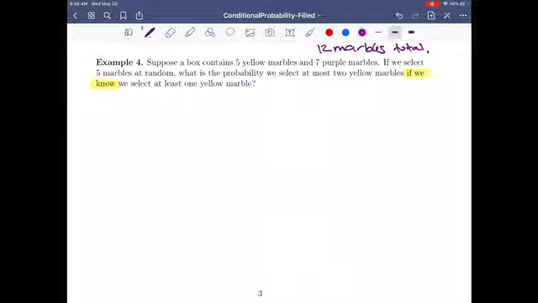Okay, so when you see that, if we know, given that, of this category, all of these things are telling you conditional. So I'm looking for a conditional probability. So I'm going to try to write some notation here. So let's say, what's the one I want? We want the probability we select at most 2, so less than or equal to 2 yellow marbles, given that I know that I select at least 1 yellow marble. I missed the 1.